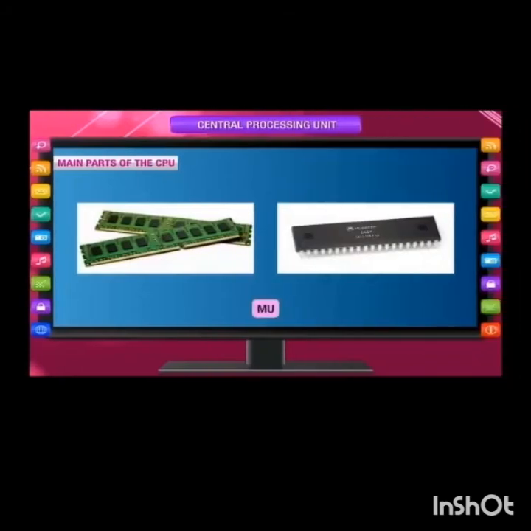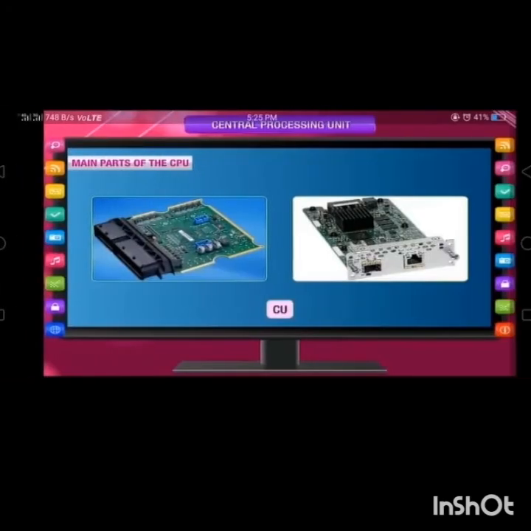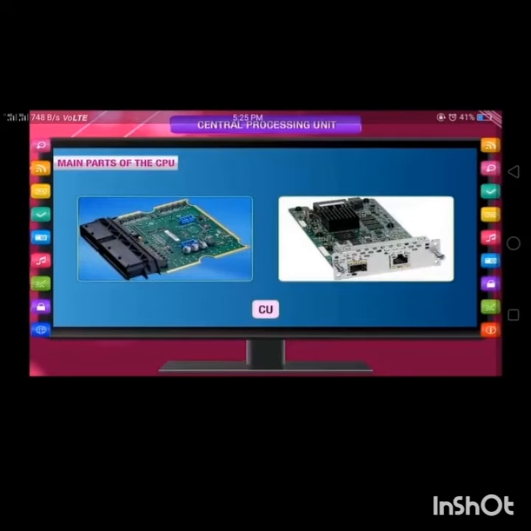Next is the memory unit, that is MU. This unit stores the data and instructions temporarily or permanently. Likewise, in our body, our brain stores all the information. Similarly, the memory unit stores all the information temporarily or permanently. As you can see, this is the MU, this is the ALU, and this is the CU.